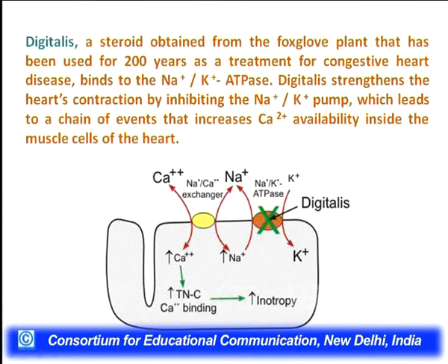Digitalis actually strengthens the heart's contraction by inhibiting the sodium potassium pump, which leads to a chain of events that increases the calcium availability inside the muscle cells of the heart. So for increasing the concentration, calcium accumulation needs to take place. How this happens, or the action of a particular drug, is shown in this diagram. You can see this is a sodium potassium ATPase, and the sodium is moving out and the potassium is moving in.